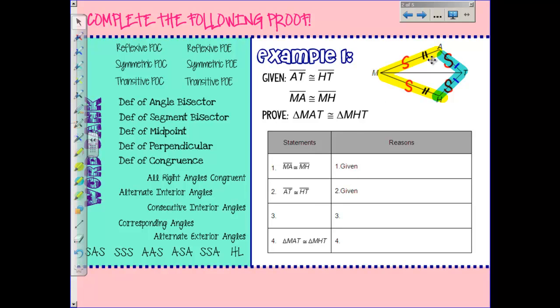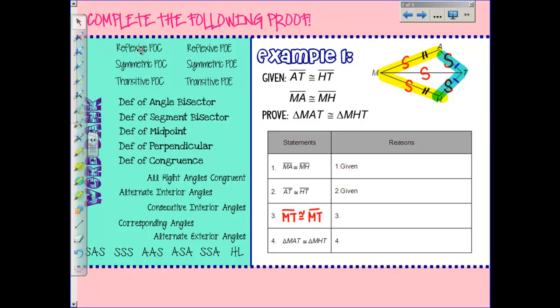Right now we've got side, side, and we're not allowed to have any dirty words. So what other piece of information do you see that could make this word? Do you see the reflexive property right here? That side MT is congruent to side MT. It's okay if you didn't, but that's a very big property that we need to make sure we can identify.